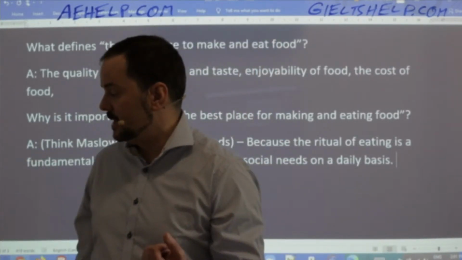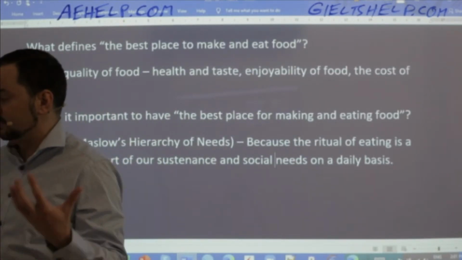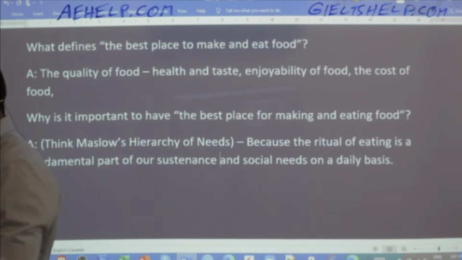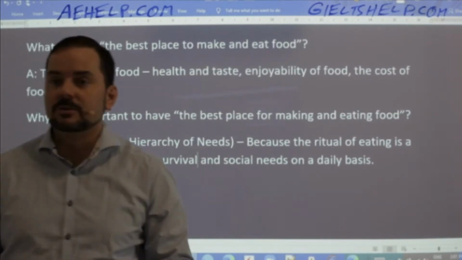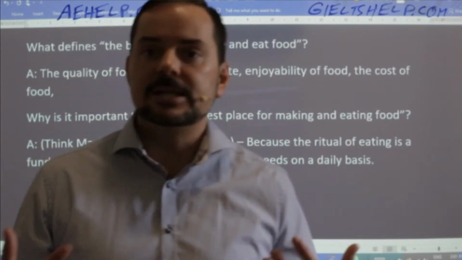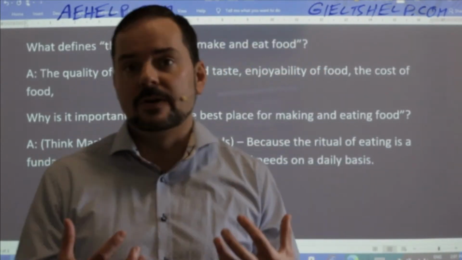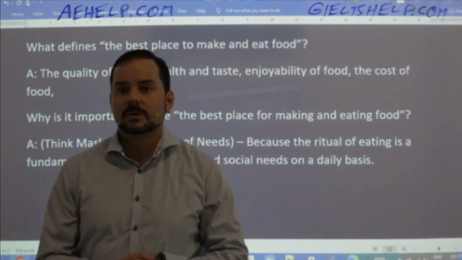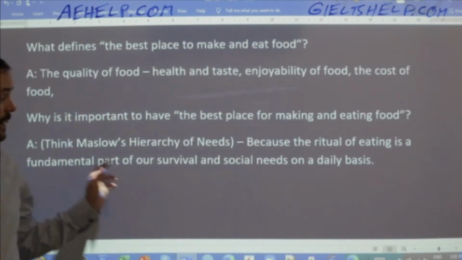So would everybody agree that one of the reasons why we have this quest to have the best place for eating is because it's part of our, I'm going to change this to survival just so it's a little bit clearer, because it's a part of our survival and social needs on a daily basis. So we quest to have the best environment for that, right? Okay. All right, good. So remember Maslow's hierarchy of needs.